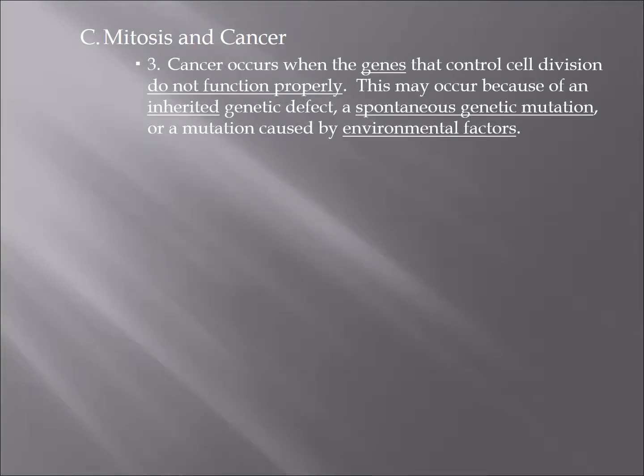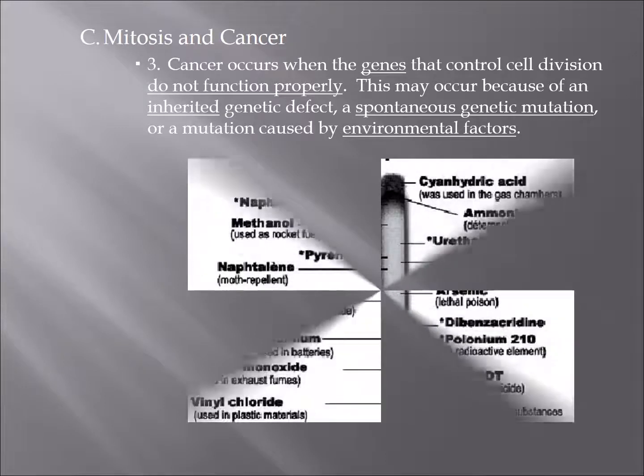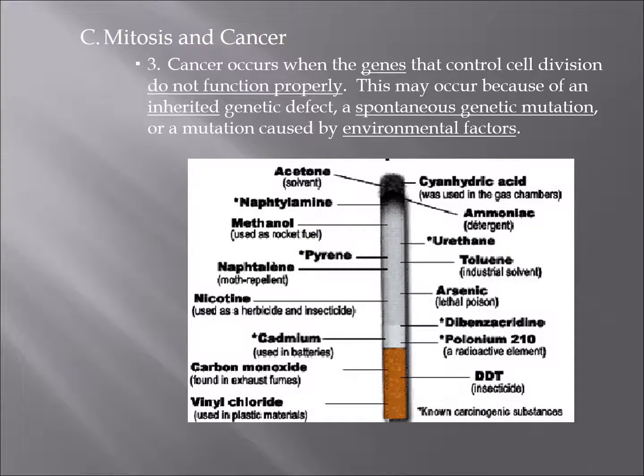Of course, as we were saying, when the genes that control cell division don't function properly, we get cancer. And these can be an inherited genetic defect or a spontaneous genetic mutation. It can also be caused by environmental factors, such as the stuff that's in cigarettes. Let's look at some of those things.